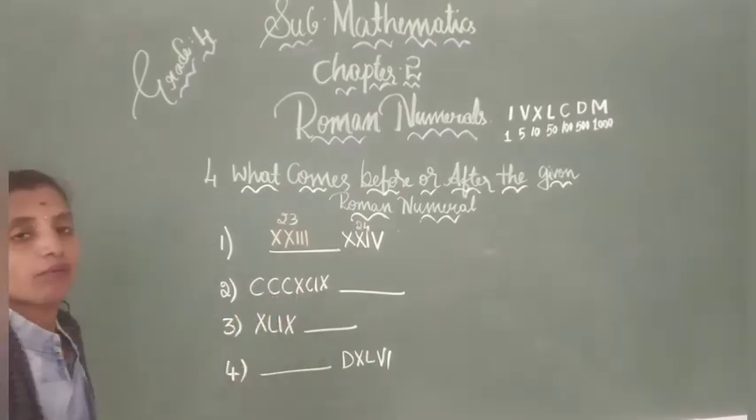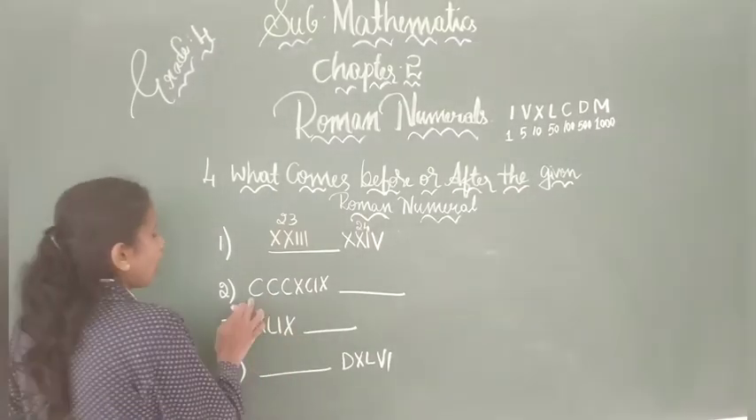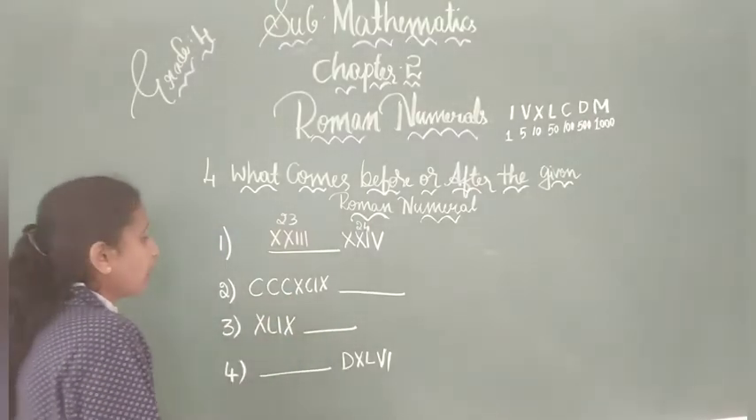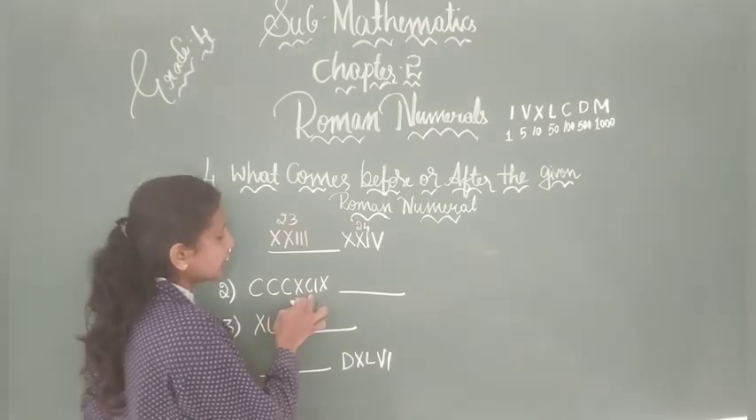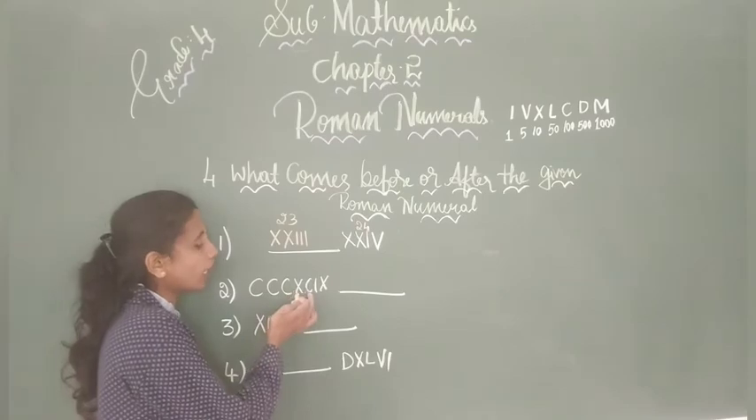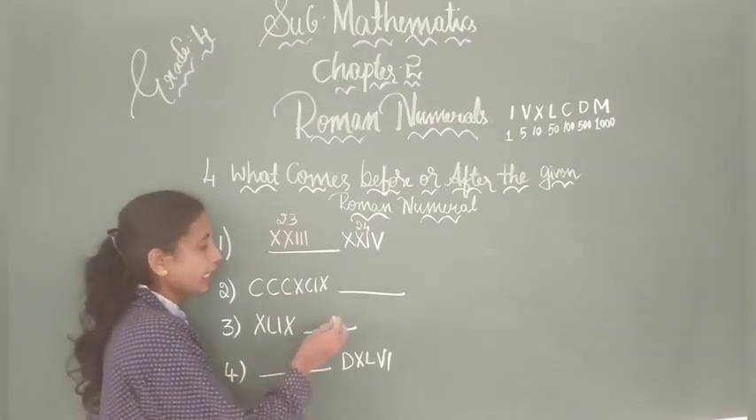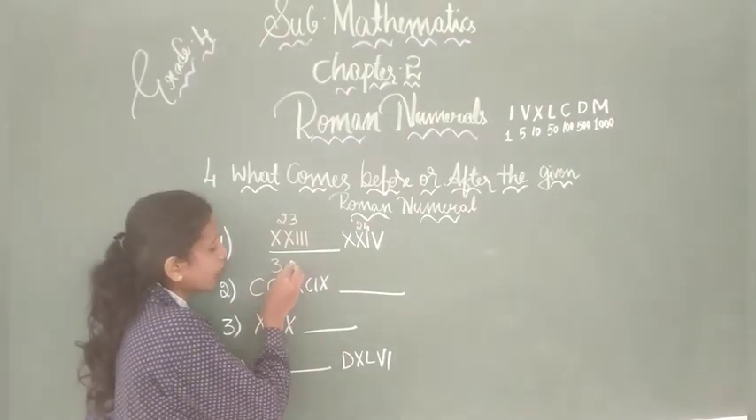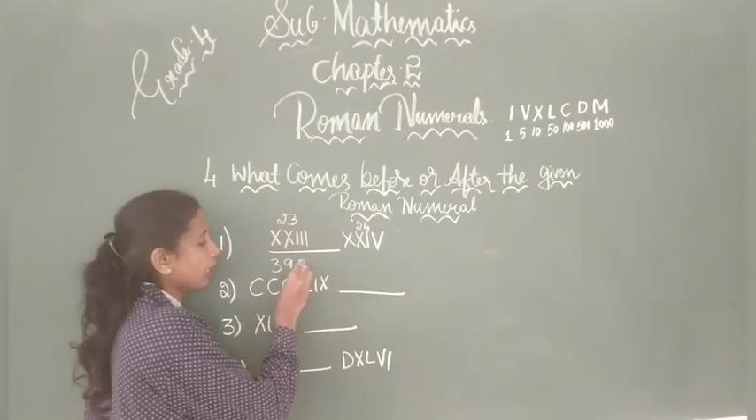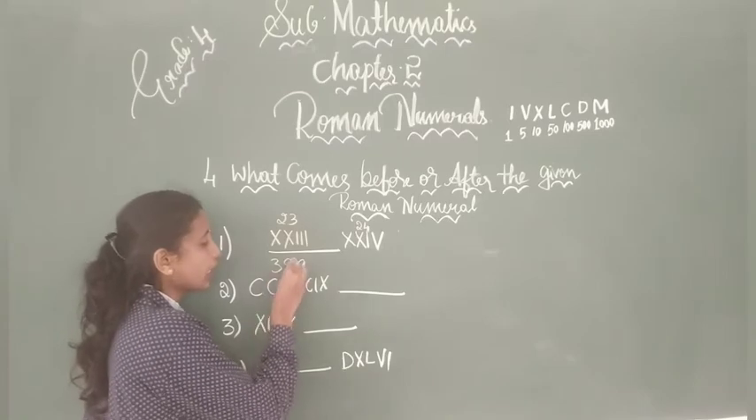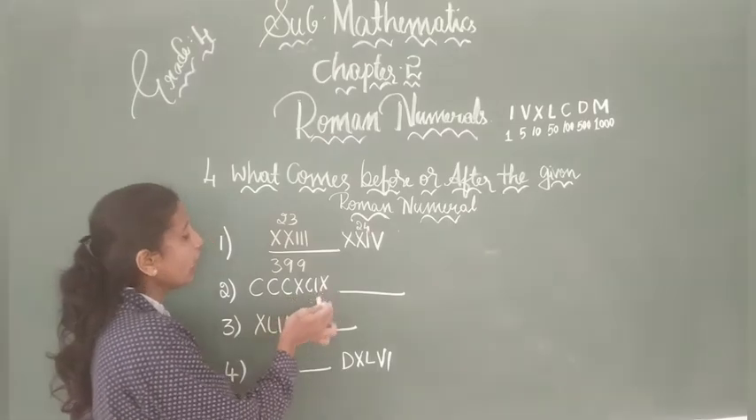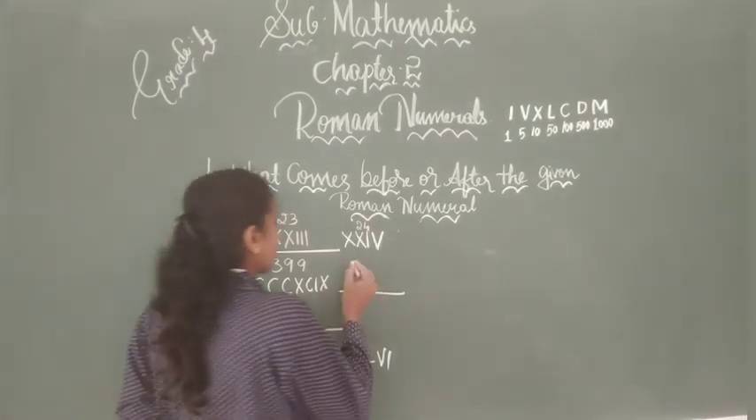Next, one more example. CCC represents 100, 200, 300. And one more thing, XC means C is on the right side, so 100 minus 10 is 90. So the number was 390. IX is there, so 9. 399. The number was 399.